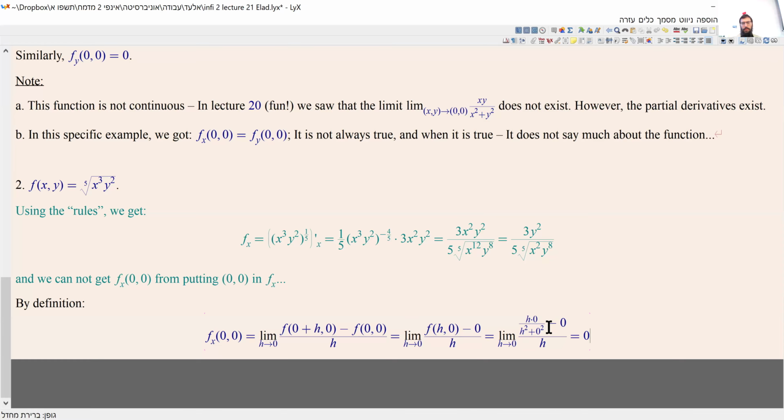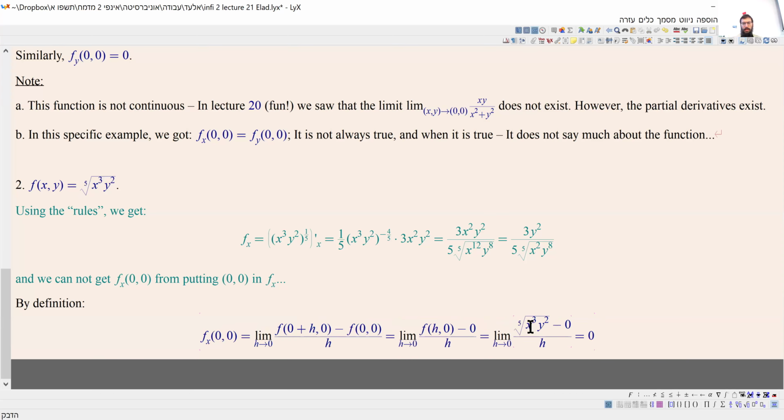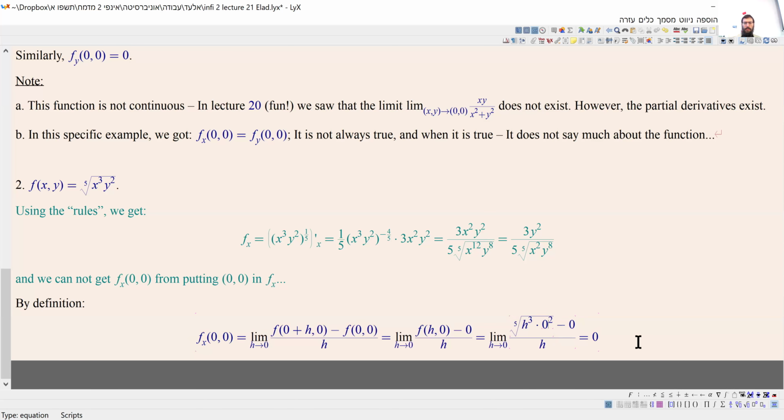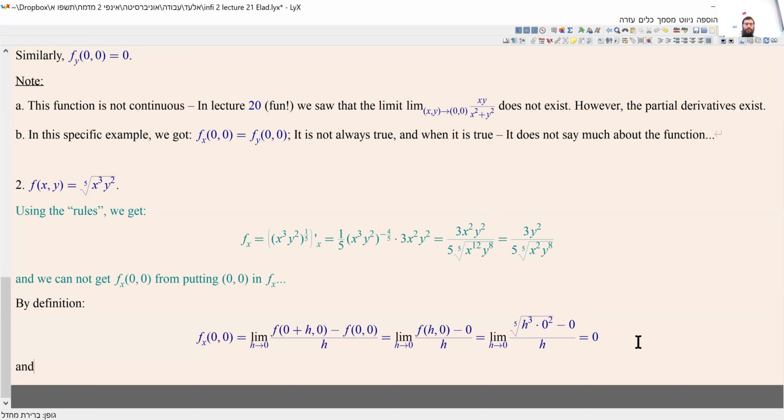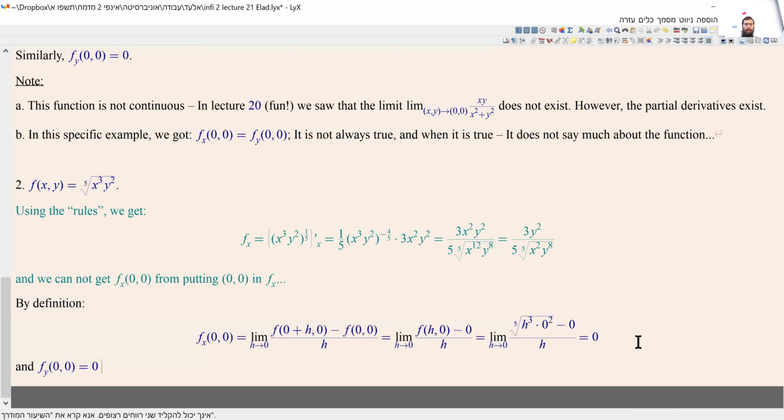All can be. Here it is the fifth root of x times 0, which is yet again 0, so it is 0 all the way up. And fy(0,0) is the same as well. And again, it's not always 0, etc. But here in the two specific examples, that's what we got. So this is the definition of partial derivatives. Any questions about that?